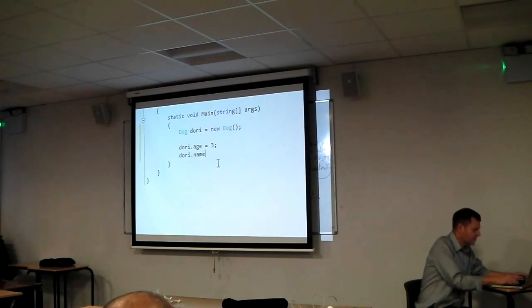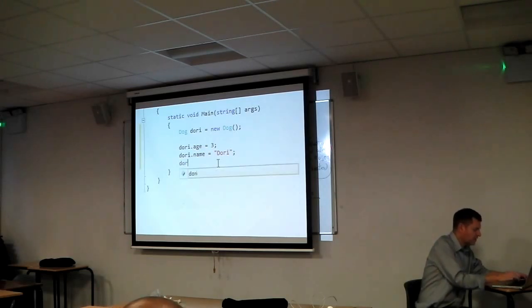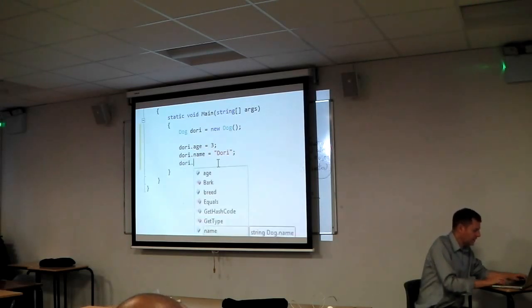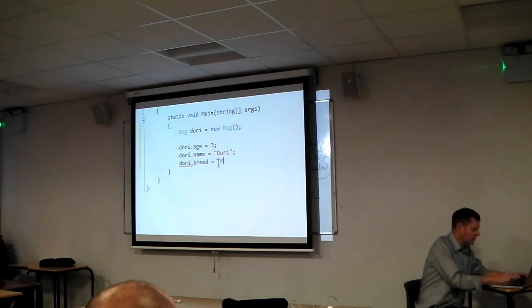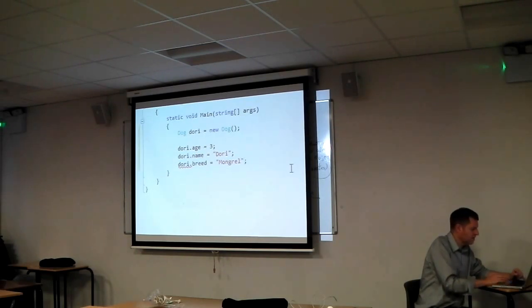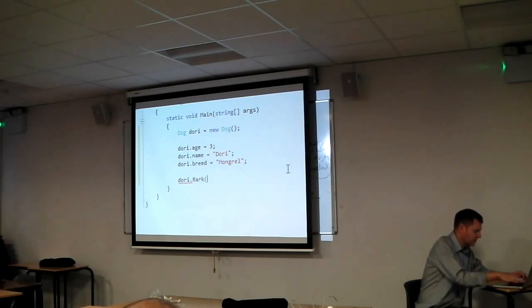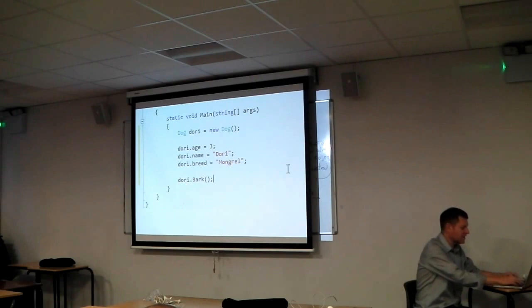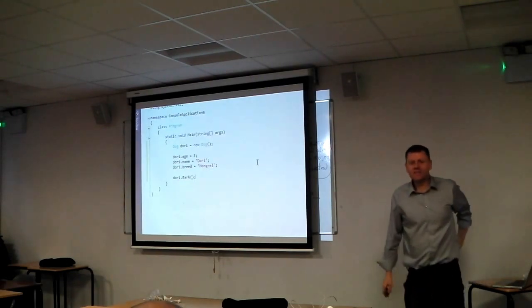Dory.name is going to equal the string Dory, and then Dory dot breed. What's the breed of Dory? Mongrel. M-O-N-G-R-E-L. It's a mongrel. And you can also go Dory dot bark. Alright, so that's our first example of a class, creating an instance of the class.